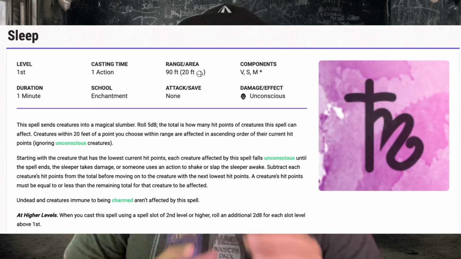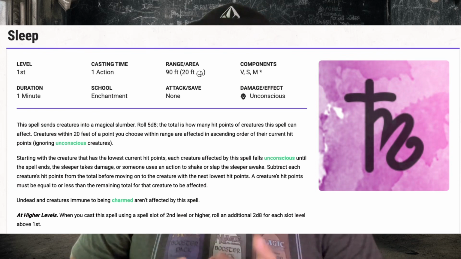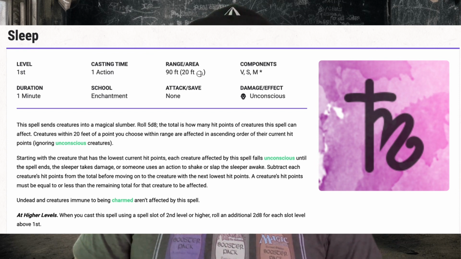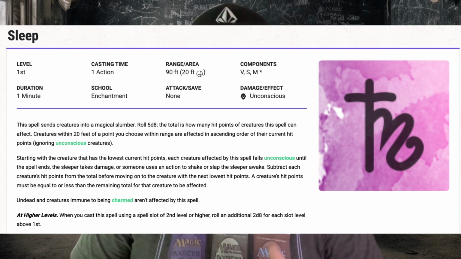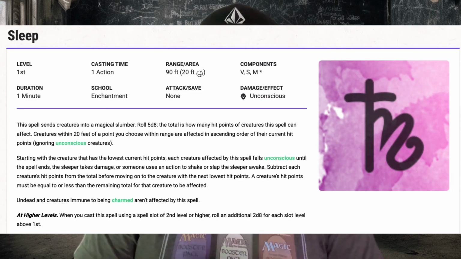The spell says, "This spell sends creatures into a magical slumber. Roll 5d8. Total is how many hit points of creatures the spell can affect. Creatures within 20 feet of a point you choose within range are affected in ascending order, ignoring unconscious creatures." I always ignore unconscious creatures. "Starting with the creature with the lowest current hit points."